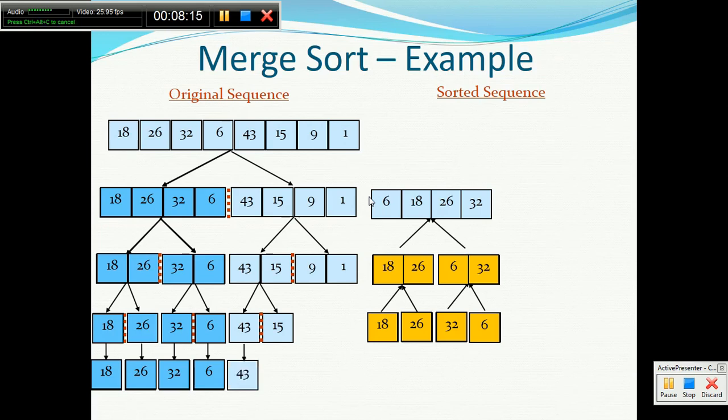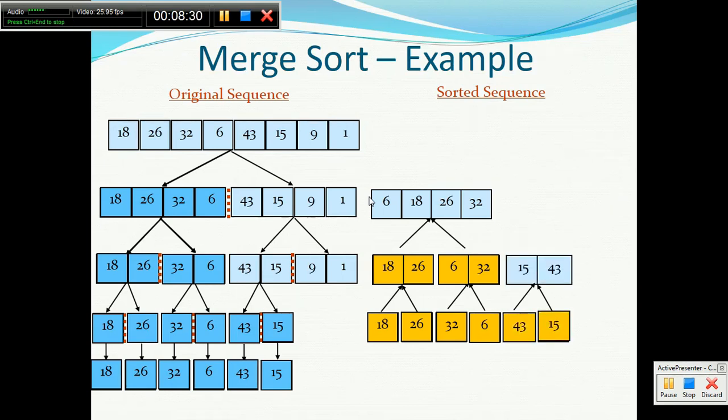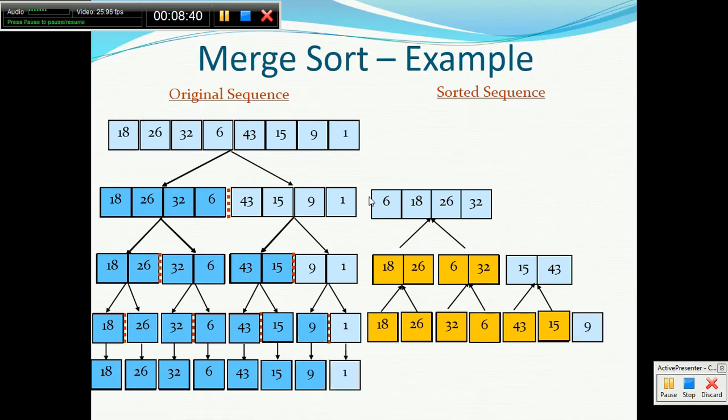So 43 will be added to the sorted sequence. 15 will be added to the sorted sequence. Again, see, we have two sorted arrays. 43 is a different array, 15 is a different array. Since they are sorted, I can merge them to create a bigger sorted array. Then 9 and 1: 9 will be added, 1 will also be added, and now they will merge together.